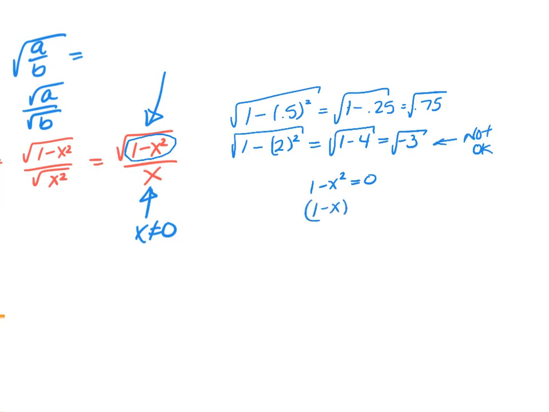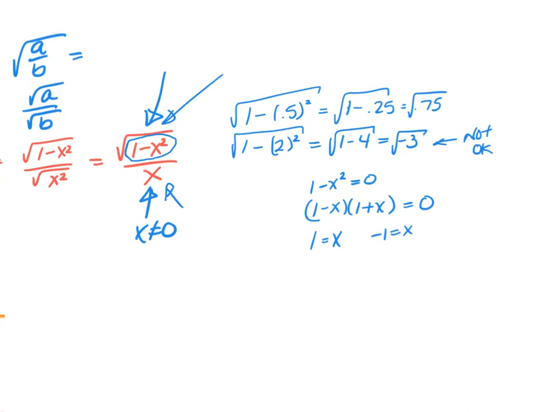I can do it by factoring. 1 minus x, 1 plus x, is equal to 0, and so I got x equals 1 and x equals negative 1. That's a place in which I am equal to 0. So if I put in 1 and negative 1 into this, then I know I'm going to take the square root of 0, which is okay. I can take the square root of 0. And 1 and negative 1 is also going to be okay in the denominator, so that's okay.